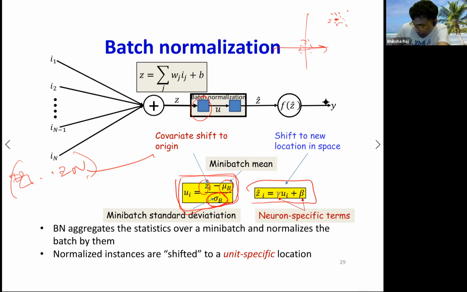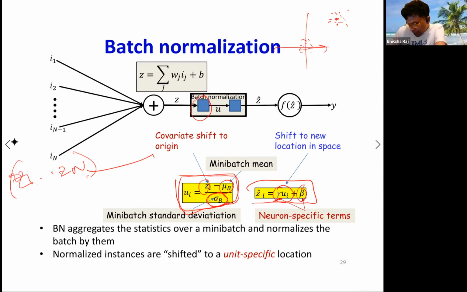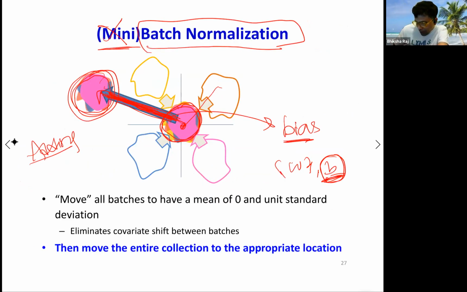And then in the second step, I'm going to first scale it back to some spread by this term gamma, which is a neuron specific spread term. And then I'm going to shift it by beta to this new position in space. So in terms of this picture, after moving it over here, first I will normalize the mini batch to have unit variance.